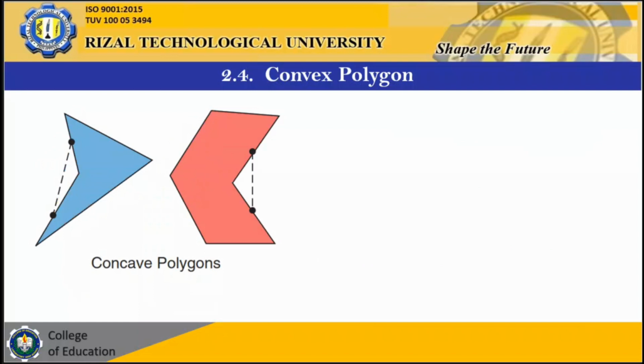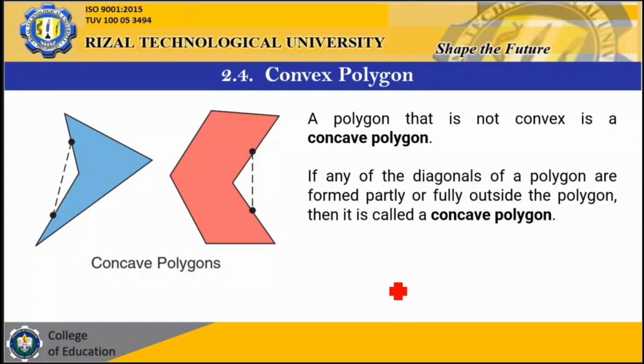On the other hand, we have concave polygons. A concave polygon is a polygon that is not convex, of course, and if any of the diagonals of a polygon are formed partly or fully outside the polygon, then it is called concave. So for example, if we connect this point up to this point, and this point up to this point, they are called concave polygons.